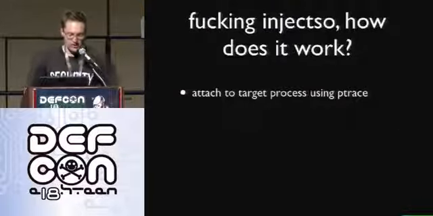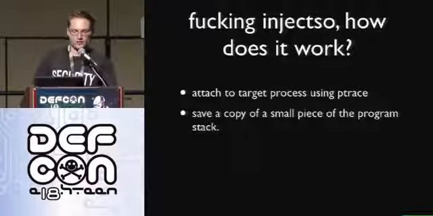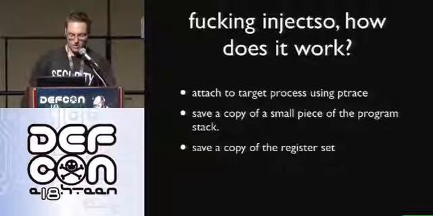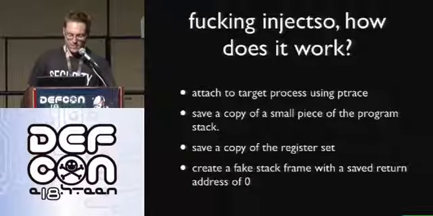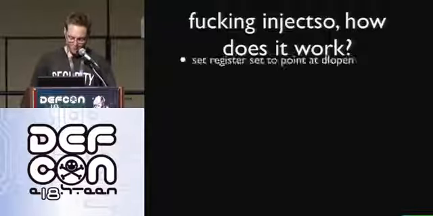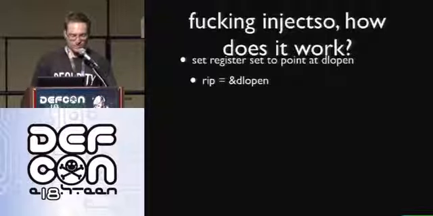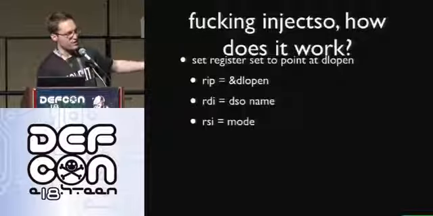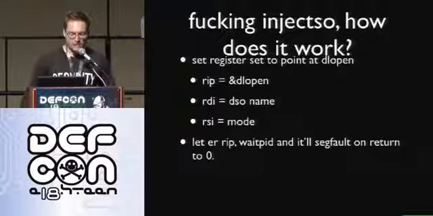So the way InjectSO works is it just attaches to a target process using ptrace. It saves a copy of a small piece of the program stack, saves a copy of the register set, and then it creates a fake stack frame with a saved return address of 0. You then set the register set to point to dlopen. So you have the instruction pointer pointing to the address of dlopen. You set up the arguments, so you have the path to the shared object, the mode stored in RSI, and then you just let it rip.